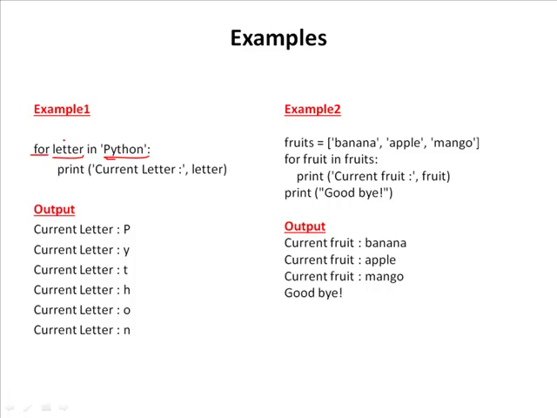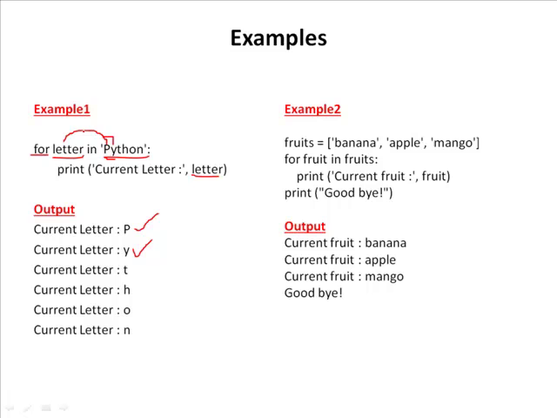So in the first iteration, this letter variable will be assigned the first character in the string. That means this letter variable value is p in the first iteration. So it enters into the body of the for loop to display the current letter p. So this will be the first print statement. From this statement again it will go to the for loop to fetch the second character. So now this letter variable value is y. So again it enters into the body of the for loop to display the current letter as y.